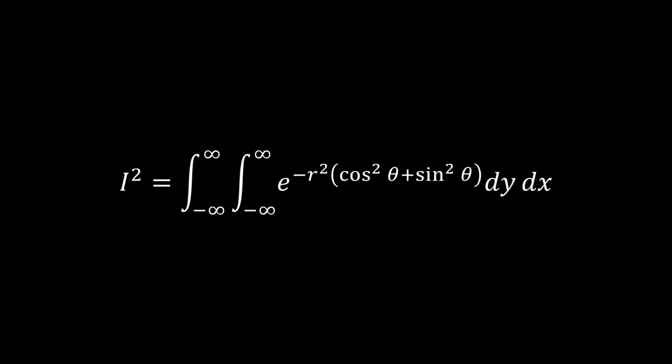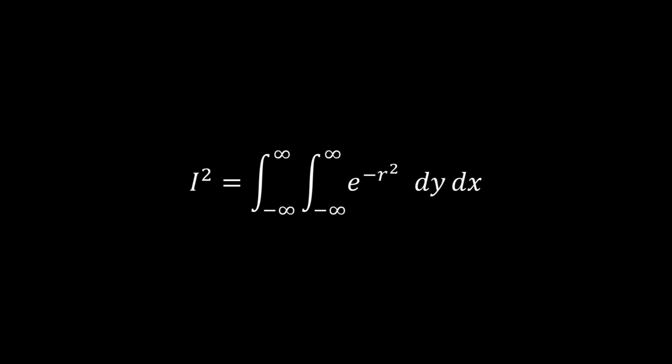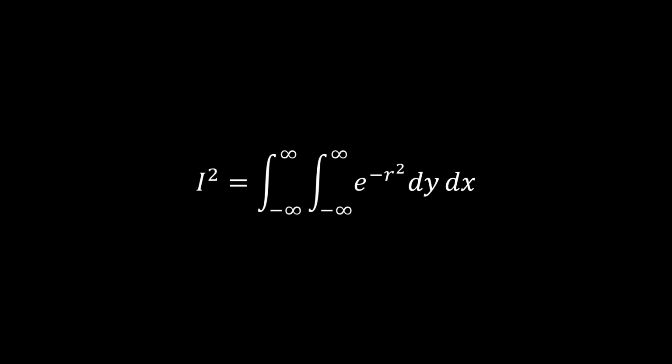Let us not forget that cosine squared theta plus sine squared theta is a well-known trigonometric identity, which is just 1. We now end up with the following integrand in terms of r, and technically theta too, even though there is no theta parameter present.